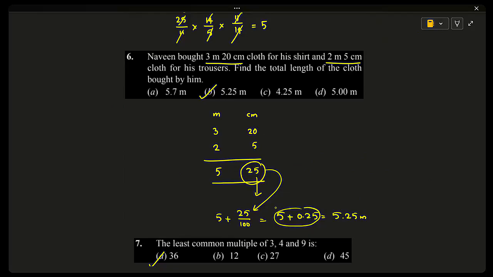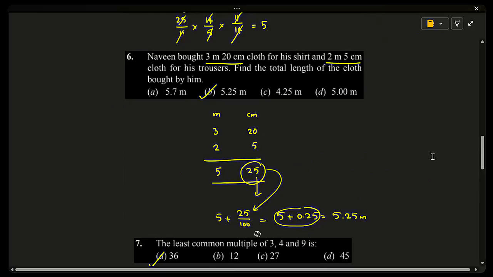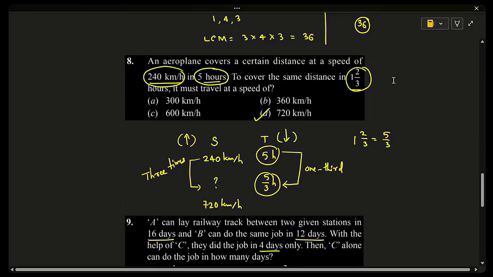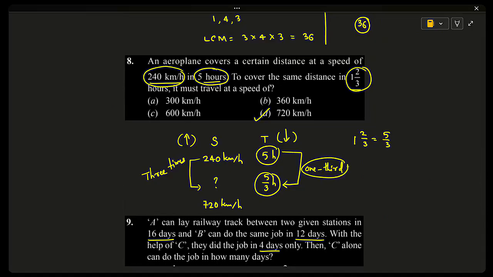Okay. Sir, 8th question. Eighth question, what happened to the time? Time decreased by 3 times, right? 5 became 5 by 3. So speed should increase by 3 times, because speed and time are inversely proportional. If time decreases, speed should increase. So 3 times decreased and we should increase the speed by 3 times. So 240 into 3 is going to be 720. Okay. Yes, sir.